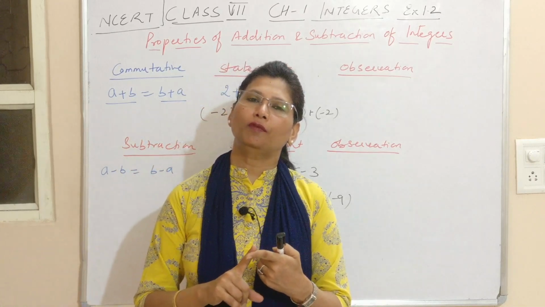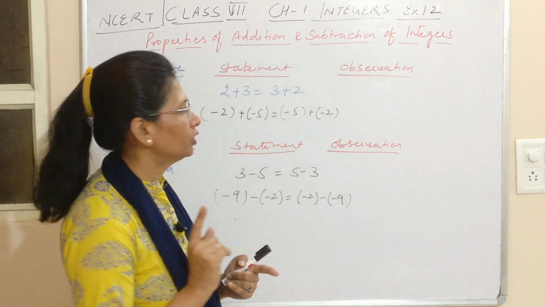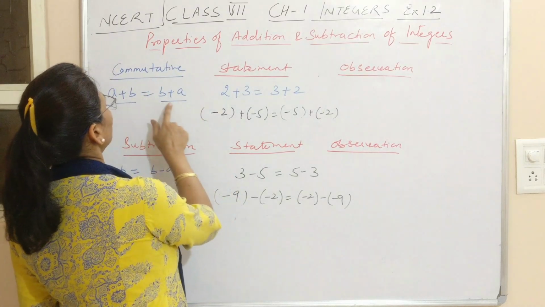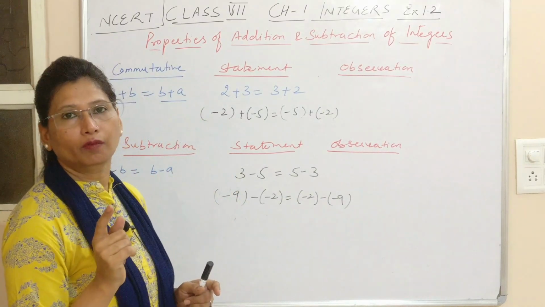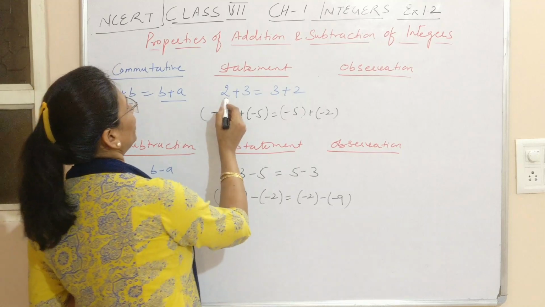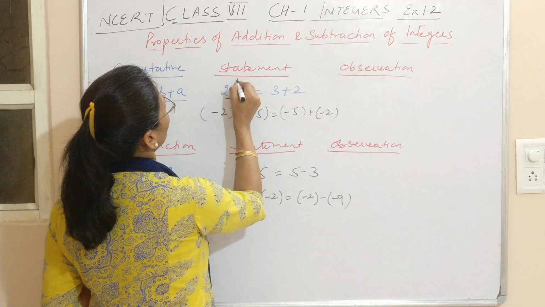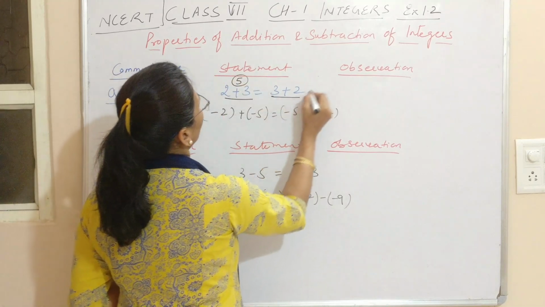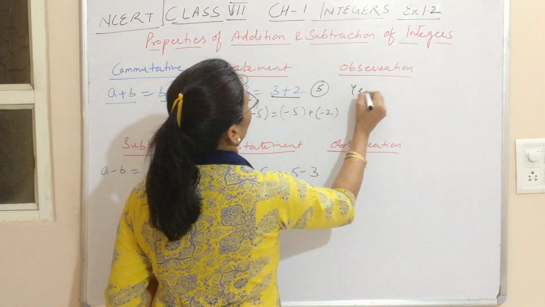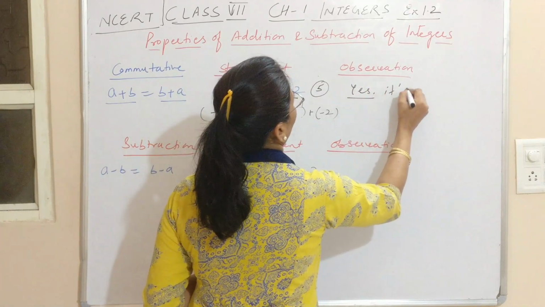Now this property will verify with addition and with subtraction both. Now this is a plus b is equal to b plus a. We are verifying, okay, we are not sure. So here I am writing 2, I am writing 3. Now what is 2 and 3? This gives me 5. The sum is 5. Here also the sum is 5. So yes, it's commutative.